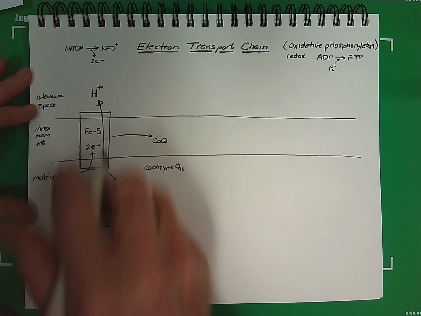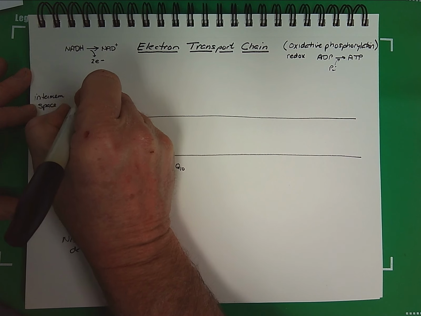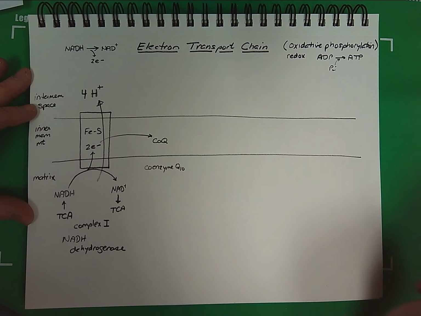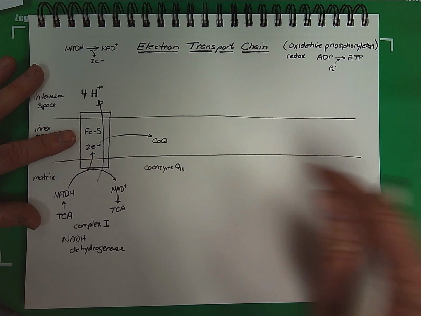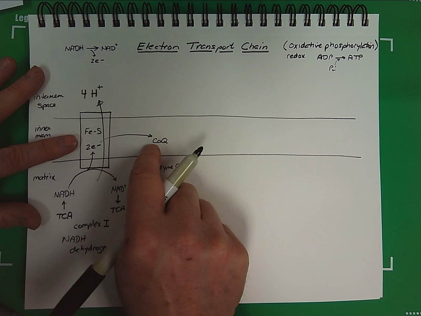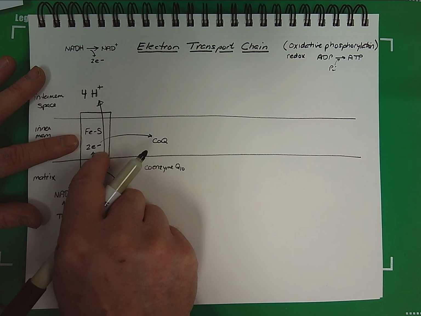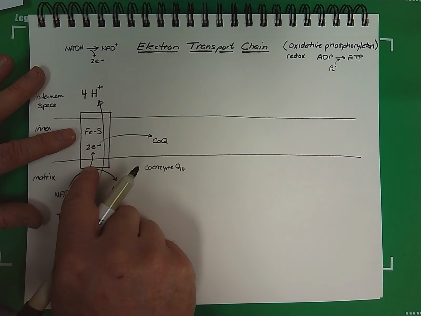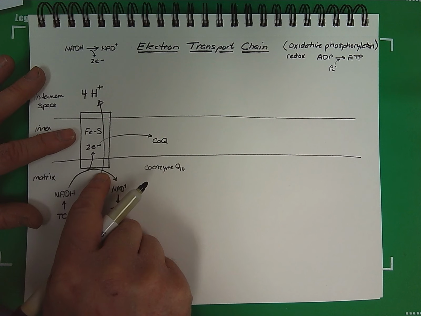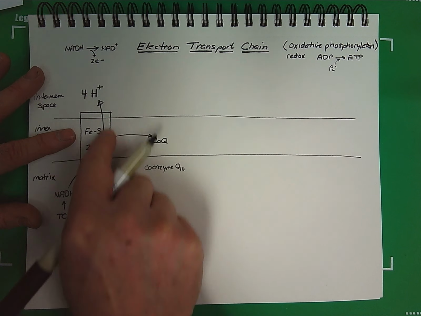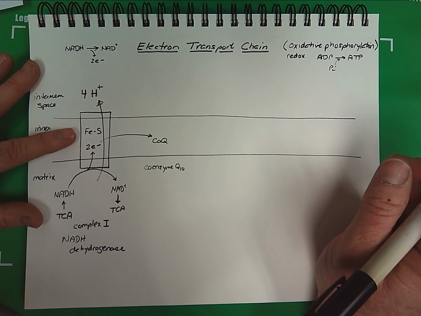Now for complex 1, the energy of moving 2 electrons will actually move 4 protons. So you can imagine how this would be done: the energy harnessed by moving these electrons in the redox reaction, that release of energy, will cause a conformational change in complex 1 and take protons from the matrix and shift them to the intermembrane space.